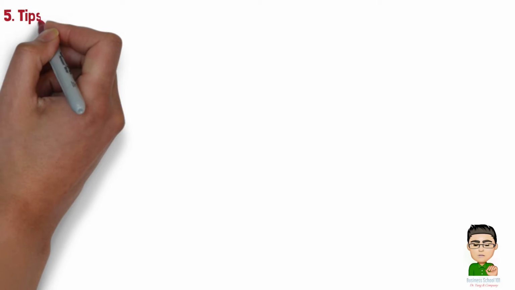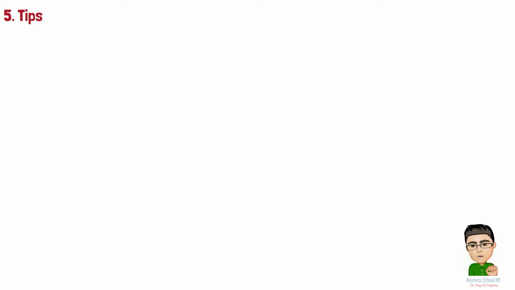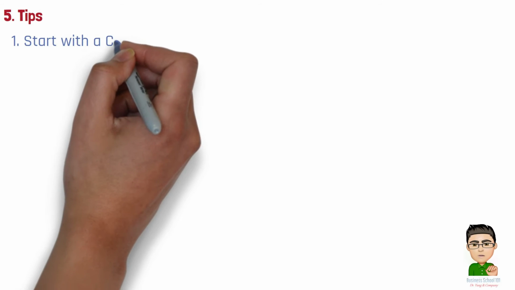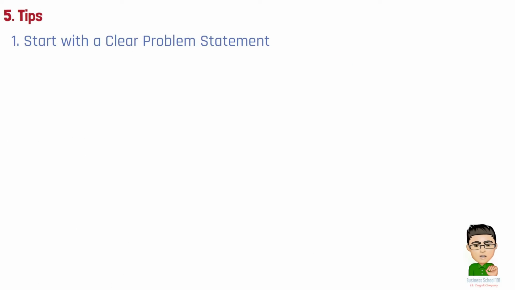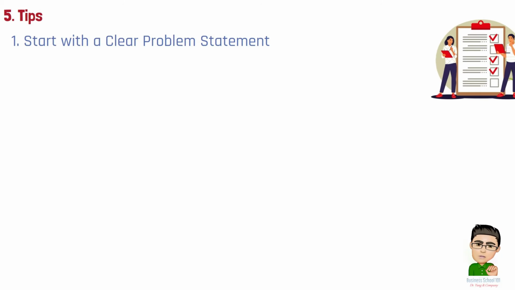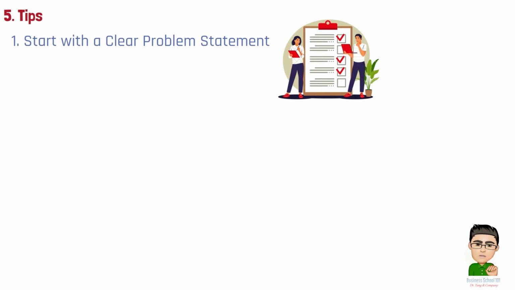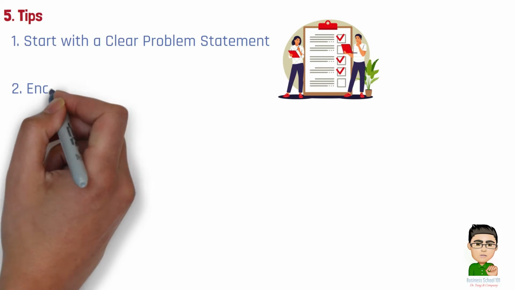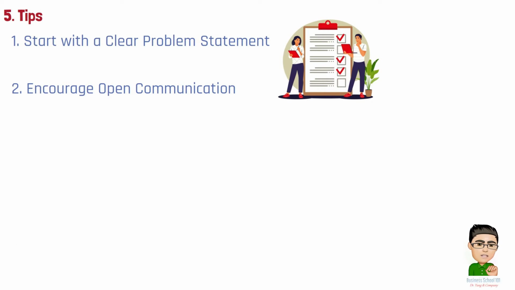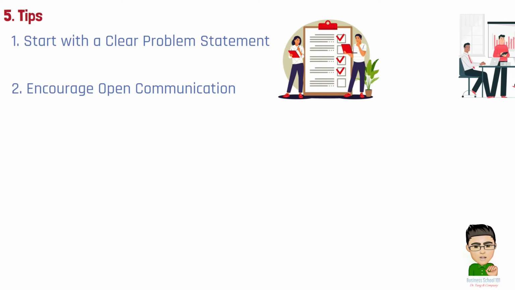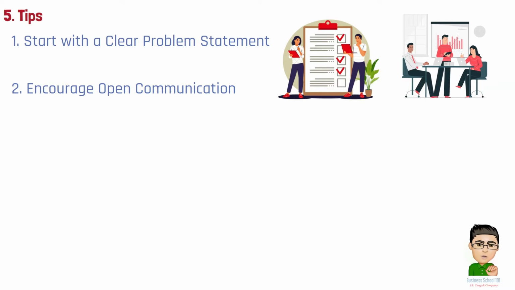Section 5. Tips. Here are some practical tips to enhance the effectiveness of the process. Number 1. Start with a clear problem statement. Clearly define the problem you're trying to address. A well-defined problem statement provides focus and helps the team stay on track during the analysis. Number 2. Encourage open communication. Foster a collaborative environment where team members feel comfortable sharing their thoughts and insights. Open communication helps uncover different perspectives and potential causes.